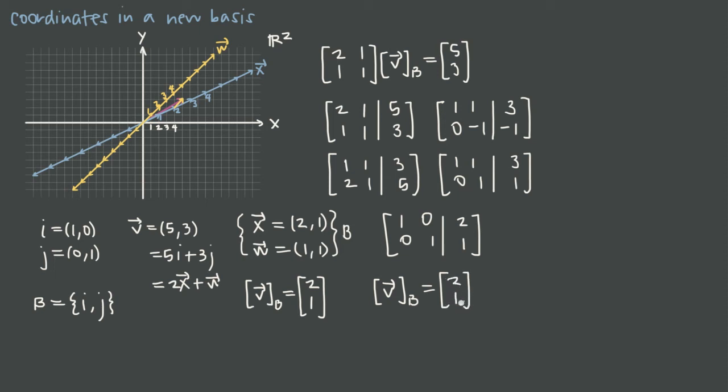And we know that already because we found that we needed 2 of the vector x and 1 of the vector w, and that's what this is telling us. We need 2 of the vector x and 1 of the vector w.